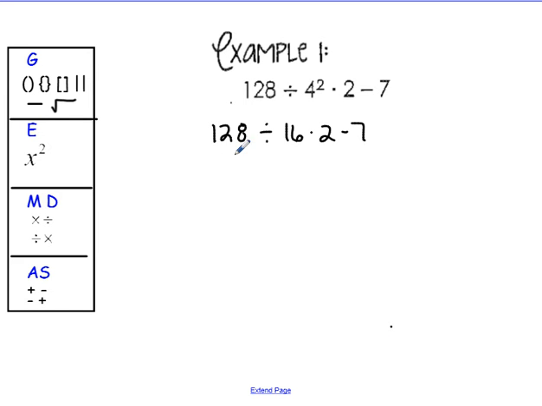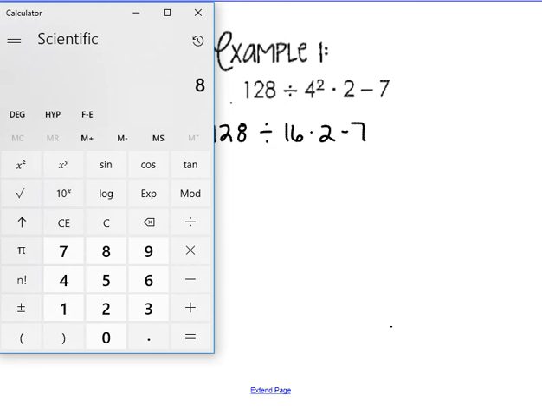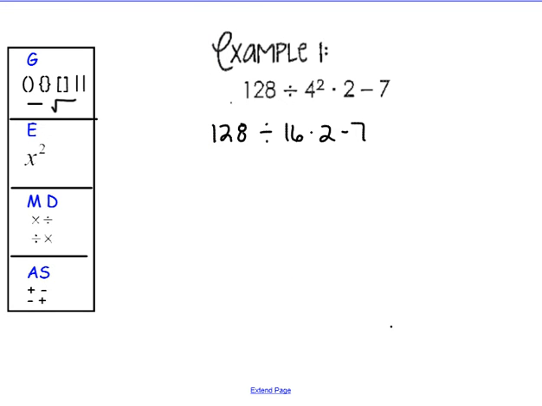We'll then multiply or divide, whichever comes first, starting from left to right. So here we have 128 divided by 16. So 128 divided by 16 is 8. So 8 times 2 minus 7. And now we're going to multiply. 8 times 2 is 16 minus 7. And we'll finally subtract. So this expression simplified is 9.